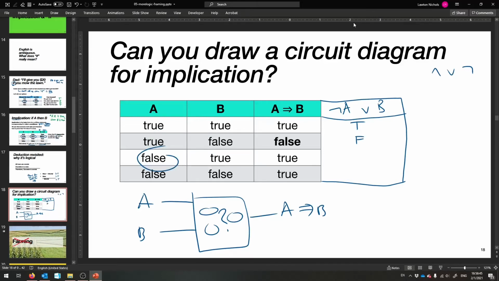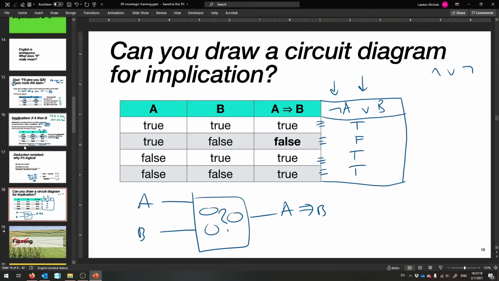Not A is true. Doesn't matter what this is. Not A is true. Doesn't matter what this is. Always true. So, you see how these are equivalent? These are the same. So that means this is equivalent to this. And so, if you wanted to make a circuit for implication, if you want to put in some A's and get back, hey, is it true that A implies B? You just have to use not and or. Okay, you can combine them that way. That's all you need to do. So, yes, you can draw a circuit diagram for implication.